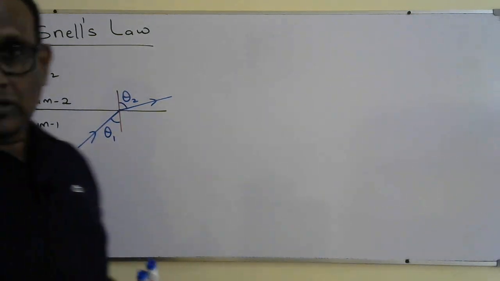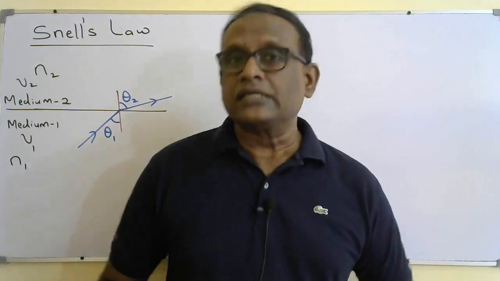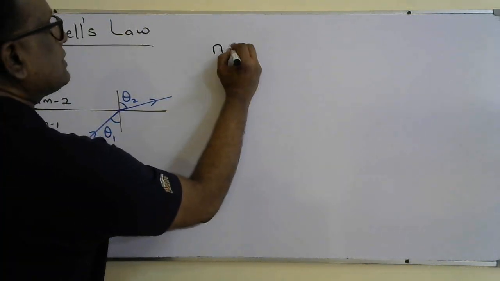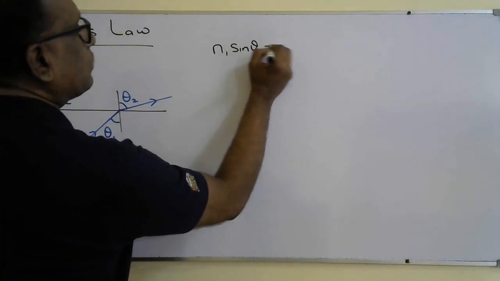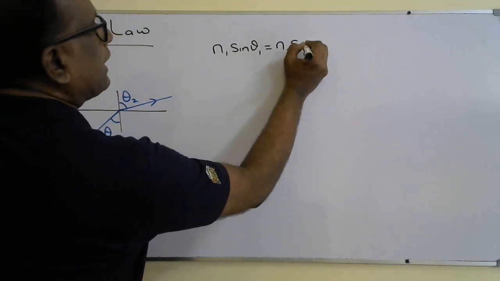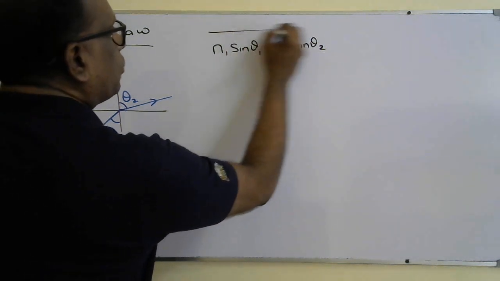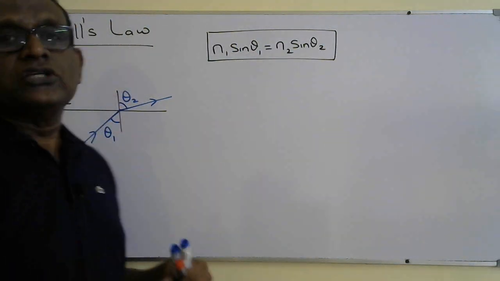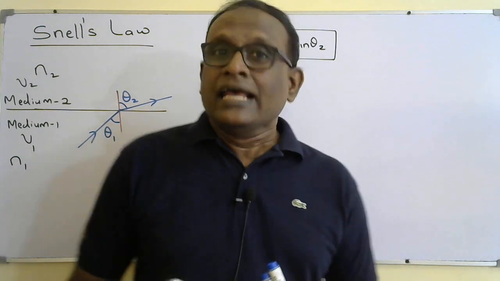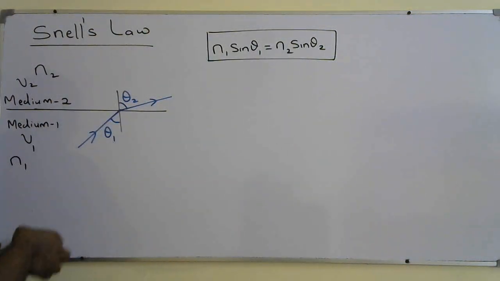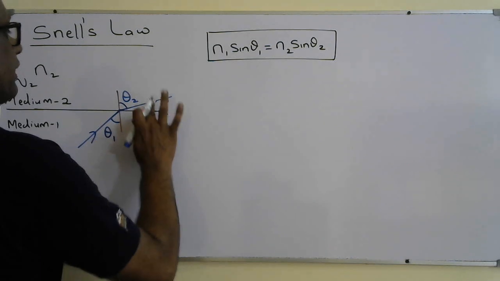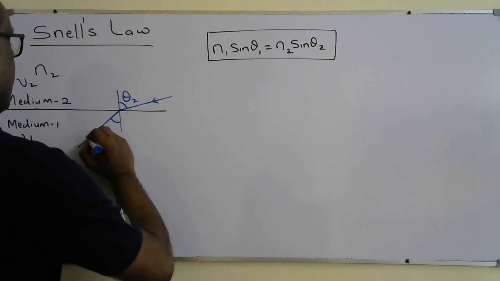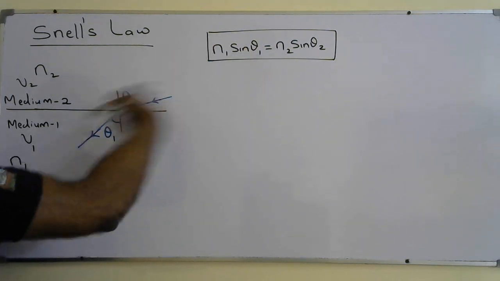Snell's law can be proved, we can derive it, but we don't need the derivation. Snell's law says that N1 sine theta 1 is equal to N2 sine theta 2. Here we don't need to consider from where to where the light is moving. Whether it's moving from 1 to 2 or 2 to 1, we don't need to consider. Even if I invert the direction like this, the same equation is valid.